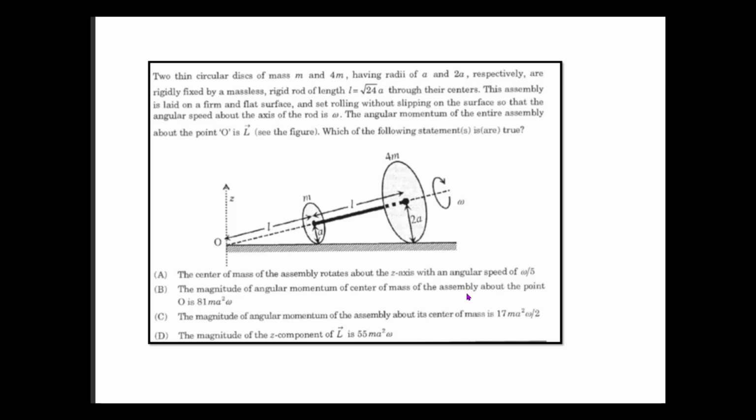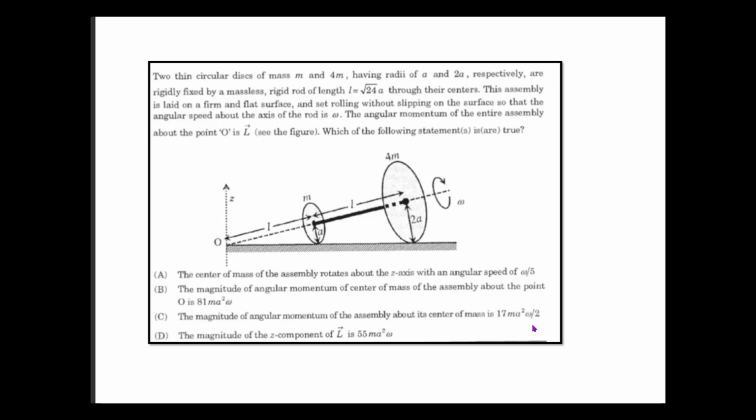For the second question, we found that the magnitude of angular momentum of the center of mass of the assembly about the point O is 81 ms square omega, which is not correct. It is coming a little bit different value. Now the third question is that the magnitude of angular momentum of the assembly about its center of mass is 17 ms square omega by 2.